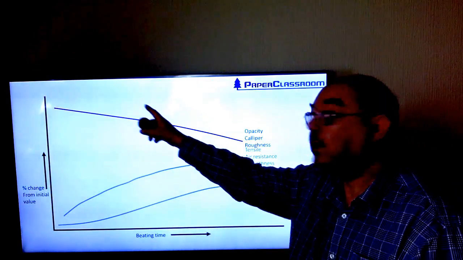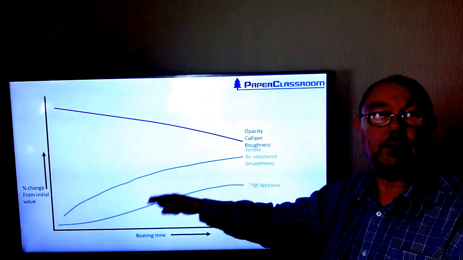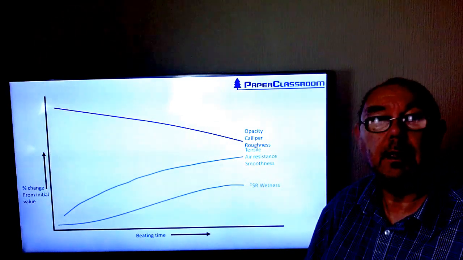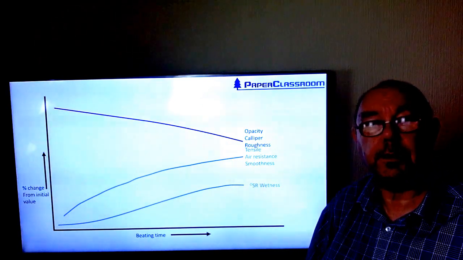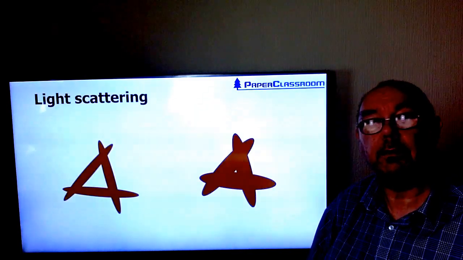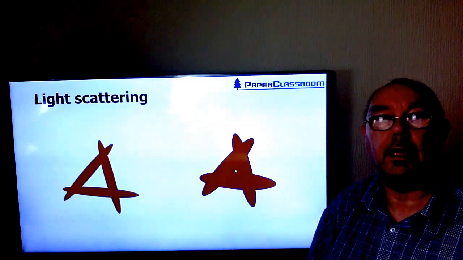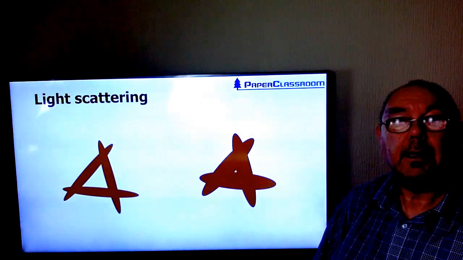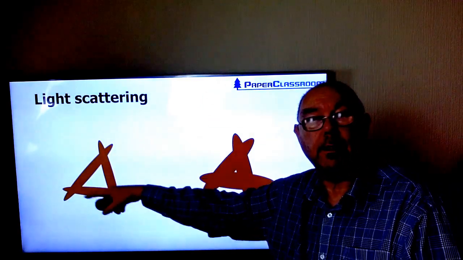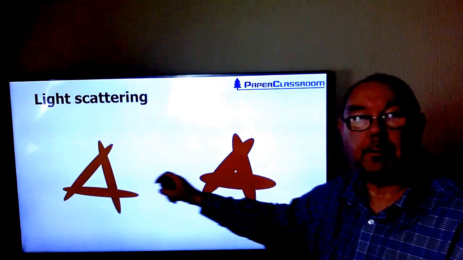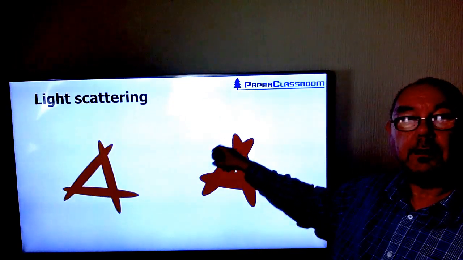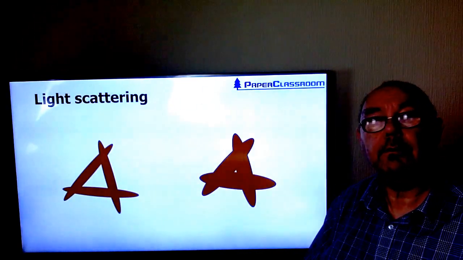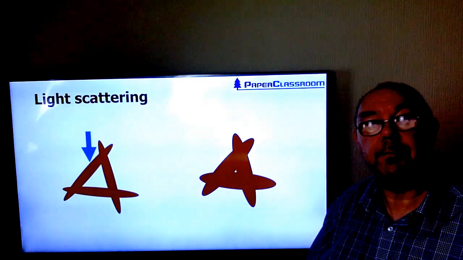So here we see the curve, you see it relative to other curves that we've discussed in the course. And what is it that contributes to this? Well, first of all, let's have a quick look at light scattering. If we imagine here 3 unfibrillated fibres and here 3 fibrillated fibres, then think about what happens to the light.